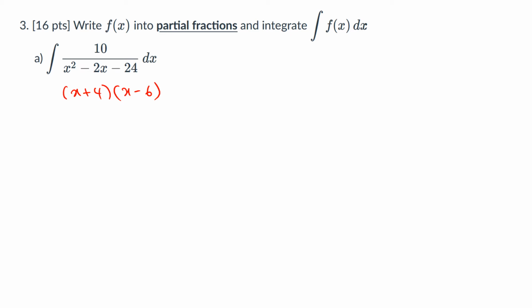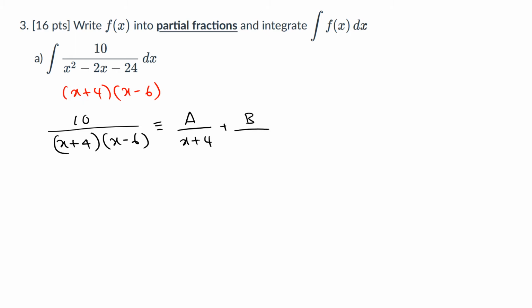So let's write the form. The form is 10 over x squared minus something, but since we know the factors, let's use the factored form: x plus 4 and x minus 6. This is identical to a over the first one, plus b over the second one. Now we need to multiply by the denominator. So we say 10 is identical to a times x minus 6, plus b times x plus 4.